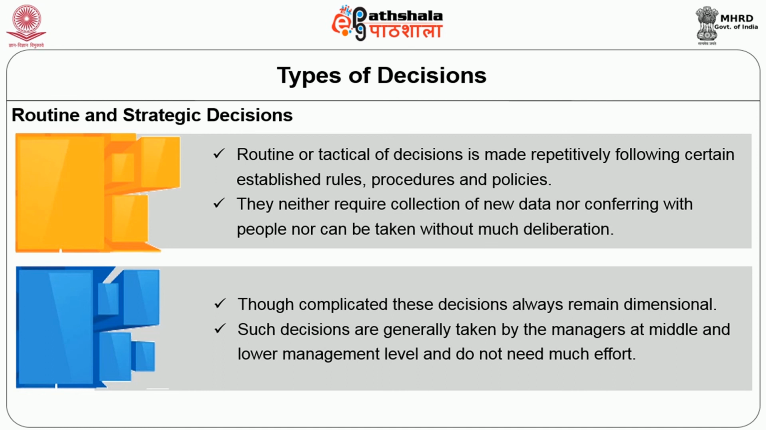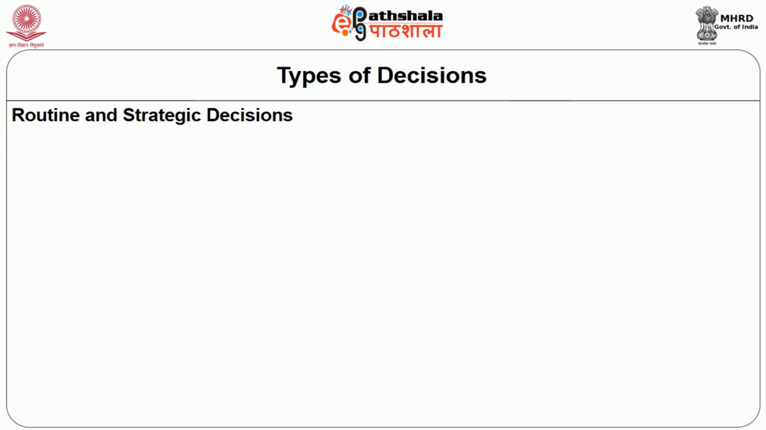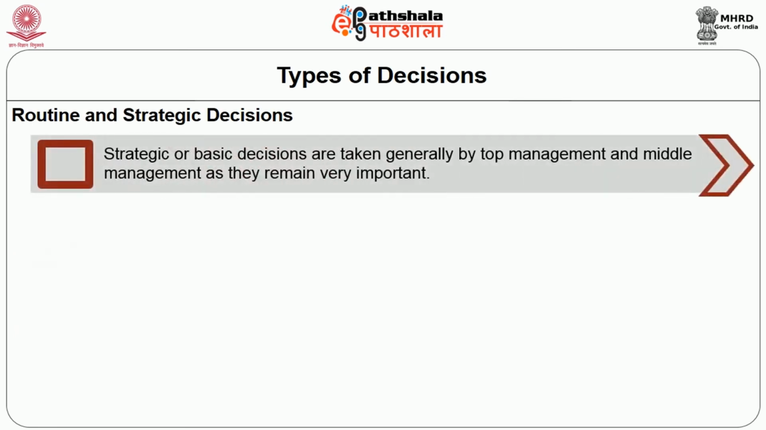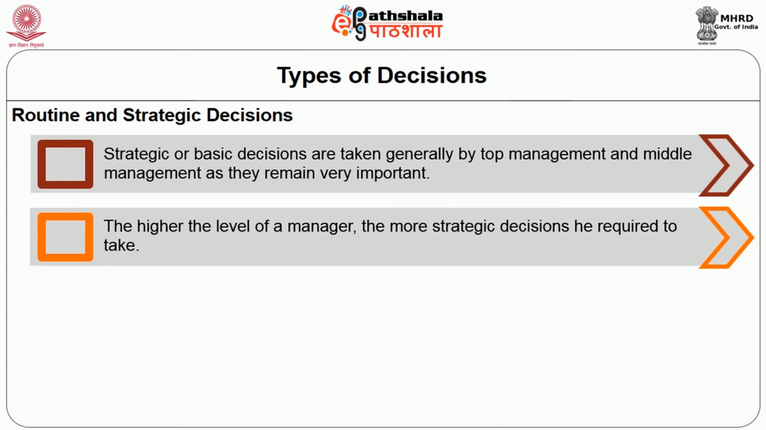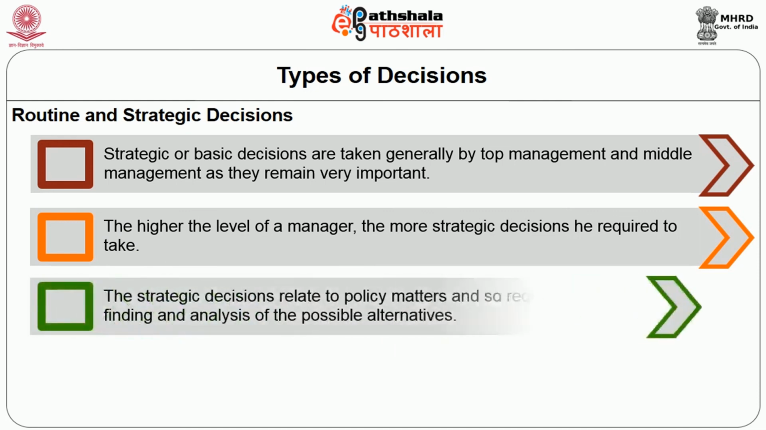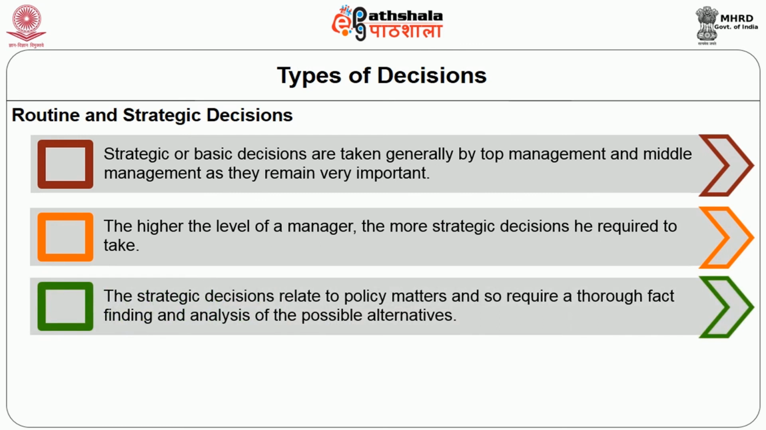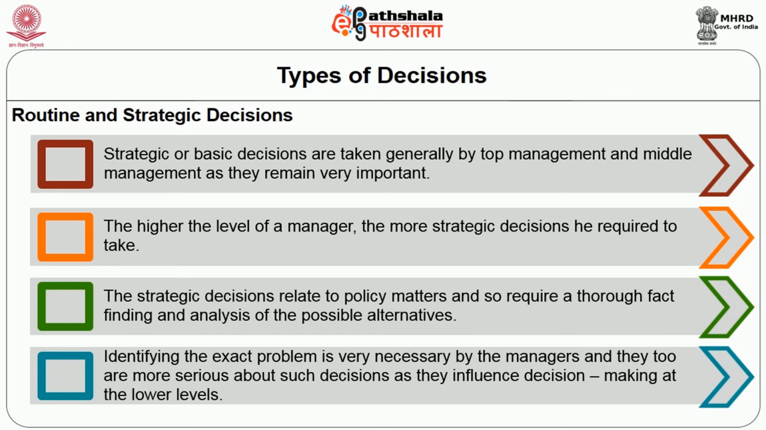Whereas the strategic decision, which is called a basic decision, is taken generally by the top level management. The higher the level of manager, the more strategic decisions he is required to take. The strategic decisions relate to policy matters and also require a thorough fact finding and analysis of possible alternatives. Identifying the exact problem is necessary for the manager, and they become very serious about the decision as these decisions might influence the lower level of management.